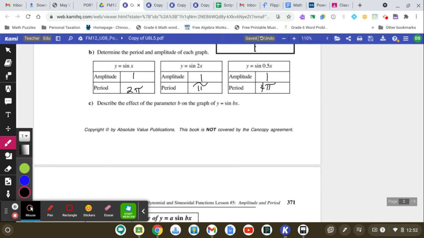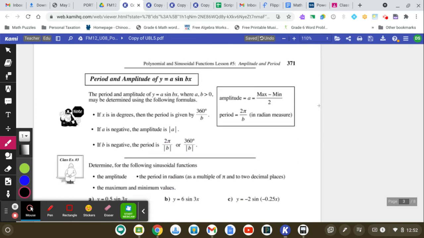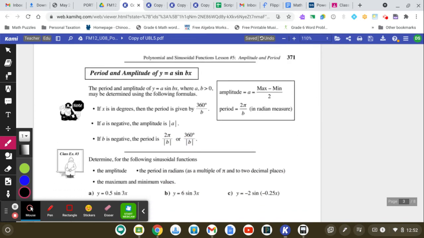Okay? Understand? So we'll turn the page. I think it'll summarize all of the above. Ready? On page 371 is kind of everything you need to know. The amplitude and period of y equals a sine of bx. This little a in front of the whole thing is where you get the amplitude. That one is easy because a stands for amplitude, right?